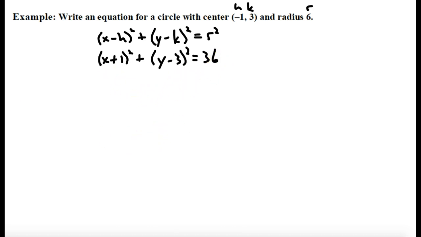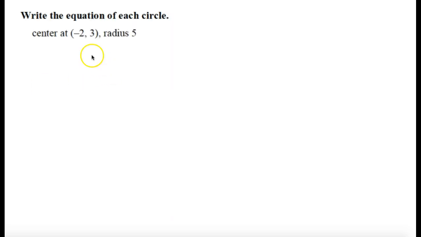All right, let's do one more like that here. Let's say we're given a center of (-2, 3) and a radius of 5. Again, my standard form of a circle is (x - h)^2 + (y - k)^2 = r^2. Just plugging these pieces of information in, we will have x minus -2, which would be x + 2, squared, and then plus (y - 3)^2 equals 5^2, which would be 25. So this is the equation of this circle.